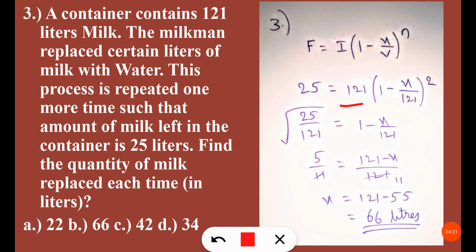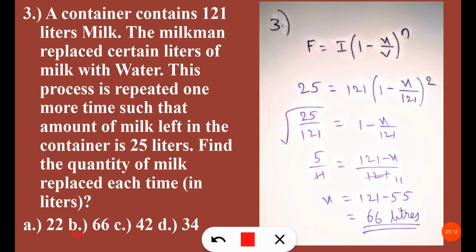The initial milk is 121 liters, into 1 minus x, which we need to find out. Here x is the quantity of milk replaced each time, v is the volume of the container, that is 121 liters, and n equal to 2, as the replacement has occurred two times. When the square goes to the left hand side, it becomes a root. So root of 25 by 121 equal to 1 minus x by 121. 5 by 11 equal to 121 minus x by 121. Multiplying by 121, x equal to 121 minus 55, that is 66 liters.